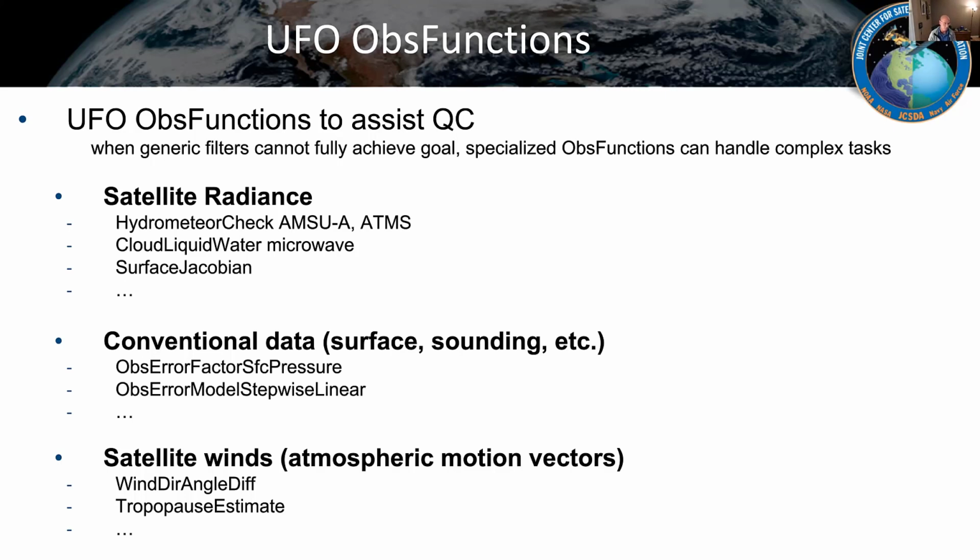And the tropopause estimate was in that filter from yesterday's practical as well, where maybe we just want to reject anything that looks like it's in the stratosphere above the tropopause because of being unreliable, since we shouldn't expect clouds and therefore atmospheric motion vectors to occur at extremely high altitude. I think I have an example of how this stepwise linear works.